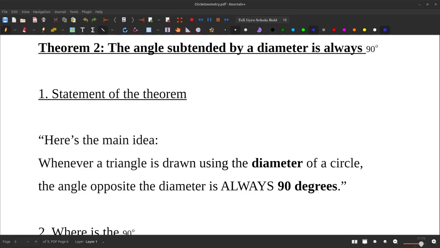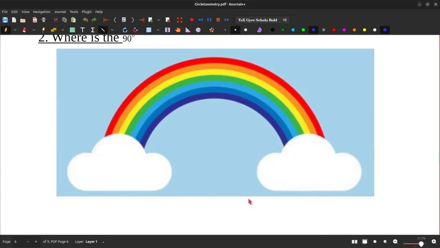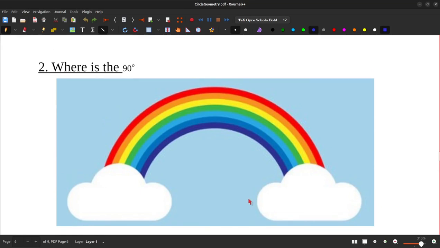Let's state this theorem. The main idea is that whenever a triangle is drawn using a diameter of a circle, the angle opposite to the diameter is always 90 degrees. Now, where is this 90 degrees actually appearing? Let's just assume something here.